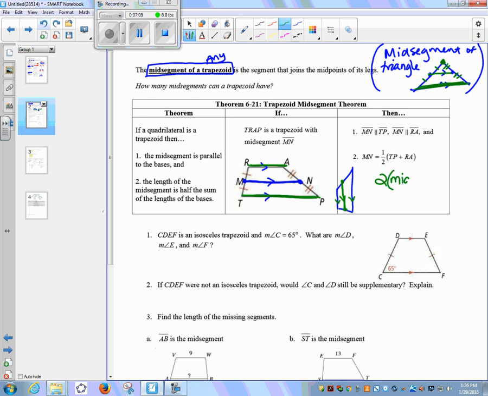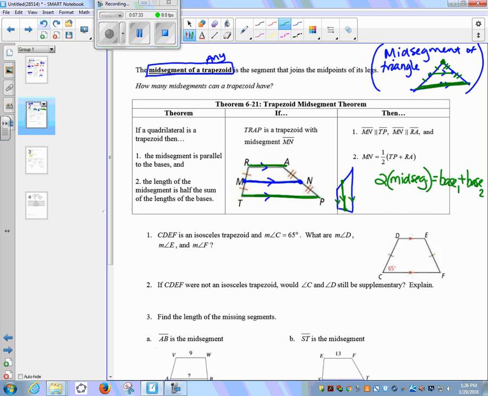2 times the midsegment equals, and then think of it as base 1 plus base 2. 2 times the midsegment equals base 1 plus base 2.